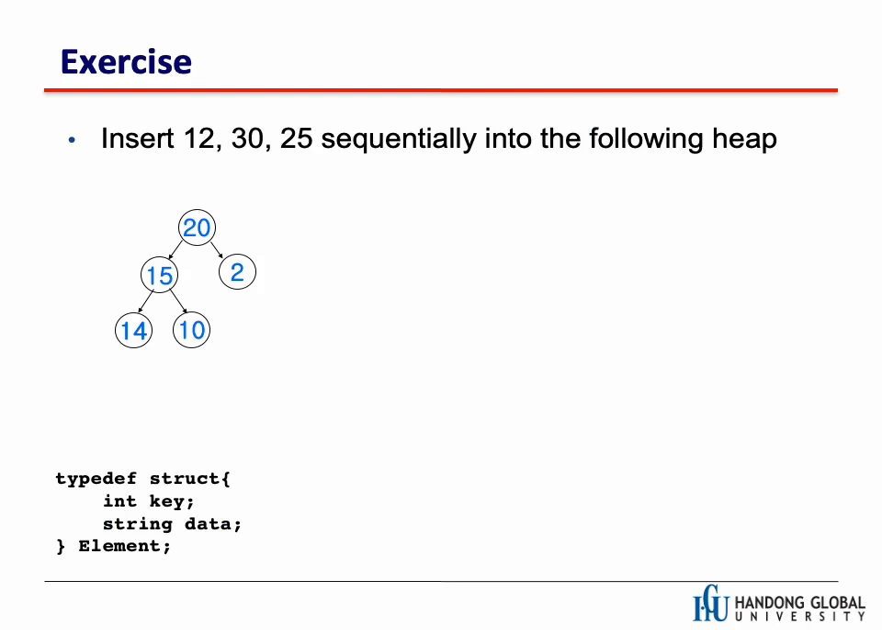Okay, in this slide, we want to insert 3 nodes sequentially into the following max heap. Before getting into any examples, let me make sure that these numbers in the tree are not the data. These numbers are actually keys. I put this definition of the structure at the bottom of this slide. In the structure, this element has two parts, key and data. In this example, data is just a string, but data could be a structure too. But anyway, this element needs a key to manage this max heap.